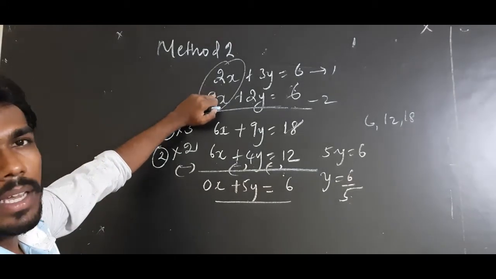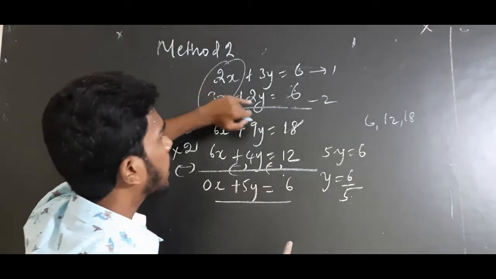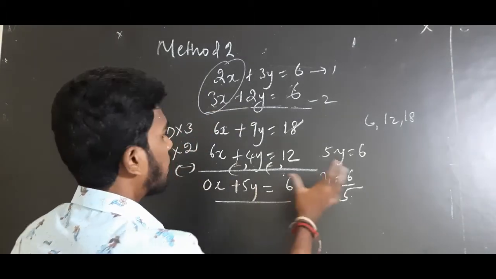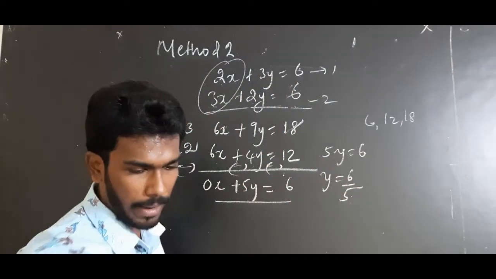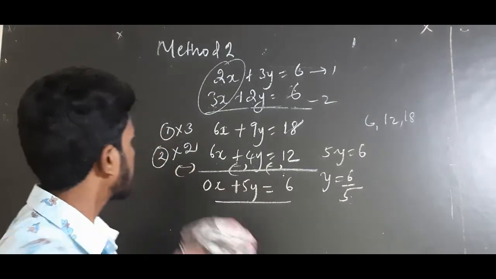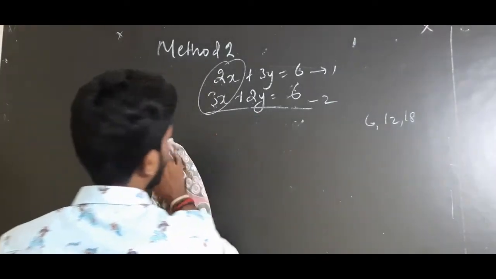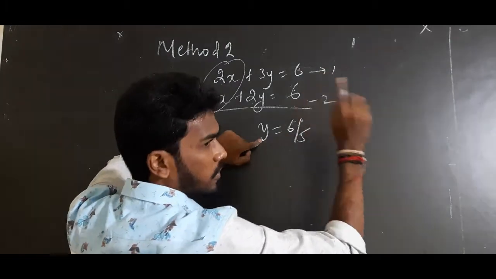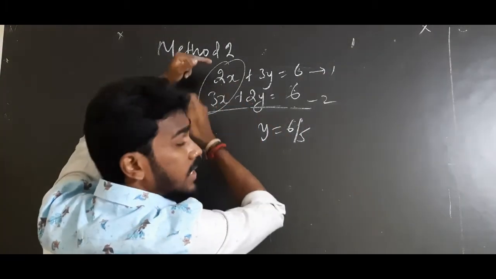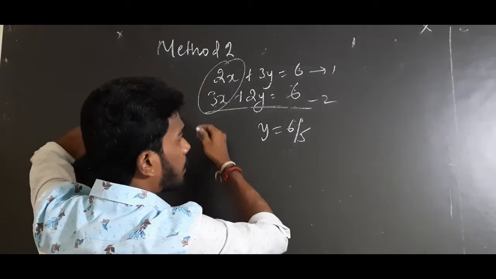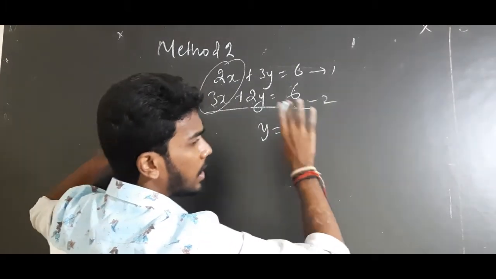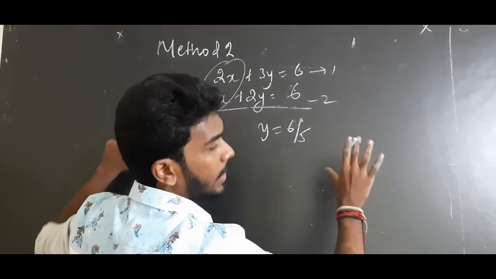Either you can eliminate x or you can eliminate y. It's up to you. Now with the help of this y, I am going to find my x. How will I find that? Let's see. I have received y equal to 6 by 5. I can substitute it in any one of the main equations. Not the equation we received after multiplying the first and second equations. Don't care about that equation. You have to care about the main equation.